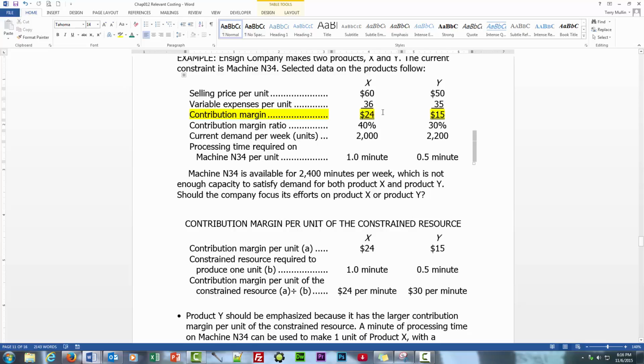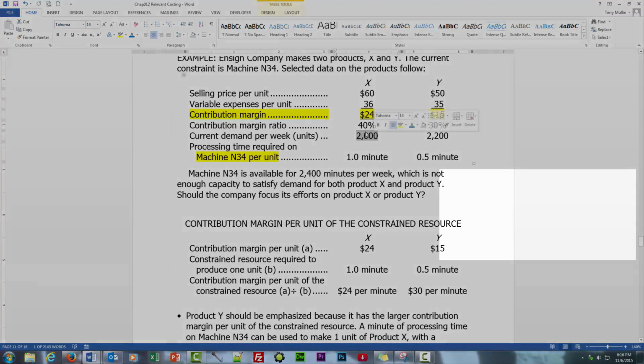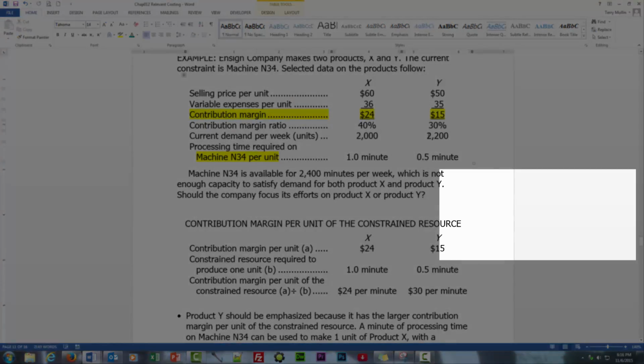But here's the problem. Machine N34 can't run long enough to satisfy the demand. The machine can only run for 2,400 minutes a week. So if we were going to take 2,000 demand for product X, and it each takes a minute, that'd be 2,000 minutes. And if we were going to make all of Y, and our demand's 2,200, and it takes a half a minute, we'd need another 1,100 minutes. So we would need 3,100 minutes, but what's available to us is 2,400.